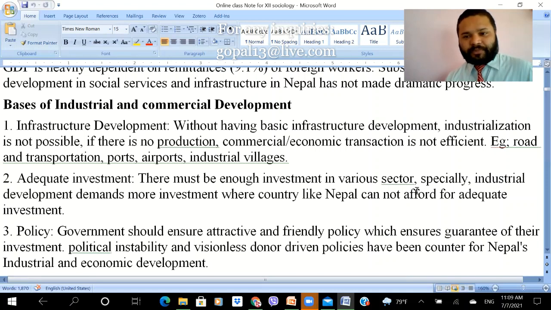Infrastructure for the manufacturer, infrastructure for the sales after production, infrastructure for the import of the raw materials for the industrial aspect, right? If there is no production, commercial economic transaction is not efficient. Roads and transportation, ports, airports, and industrial villages are some concepts of infrastructure development.